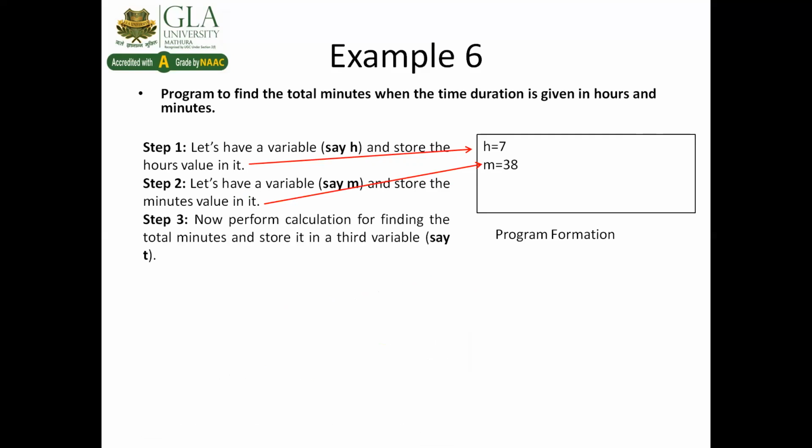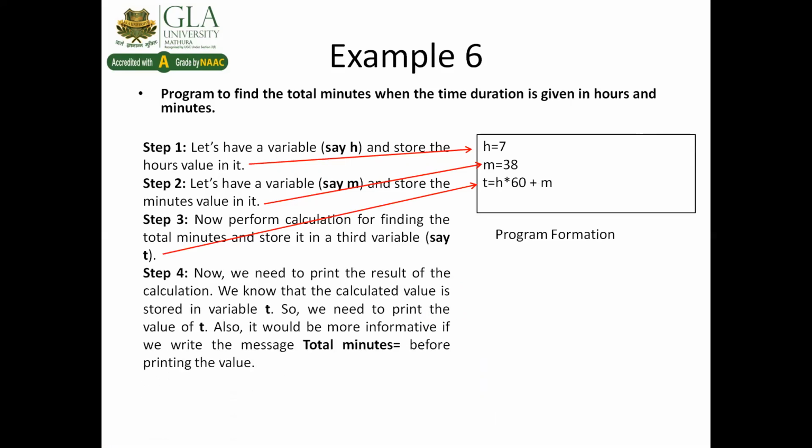So now I need to do some calculation, and that calculation would be that the value of h will be multiplied by 60 in order to convert it into minutes, and then I will be adding the minute value to it, and whatever the result is I will be storing it in some variable. Let us say that variable is t. So how am I going to write it? I'm going to write it like this: t equal to h into 60 plus m. So it will be calculating the value of t.